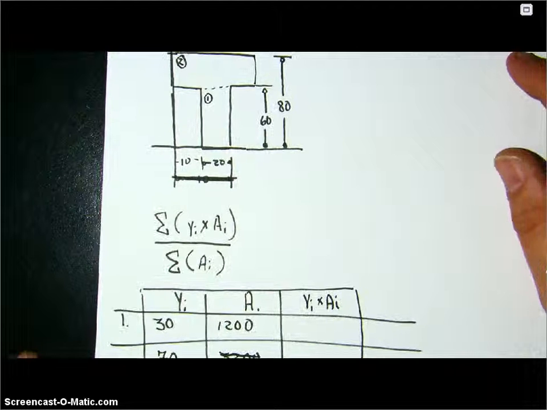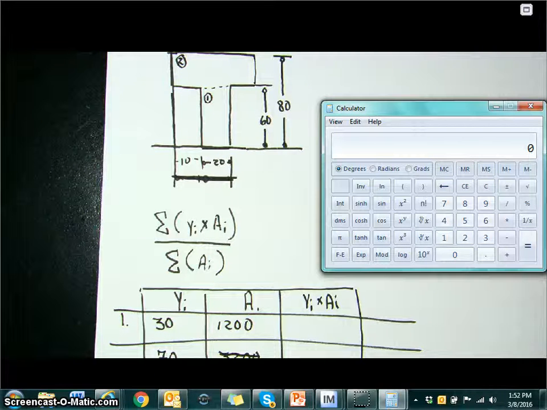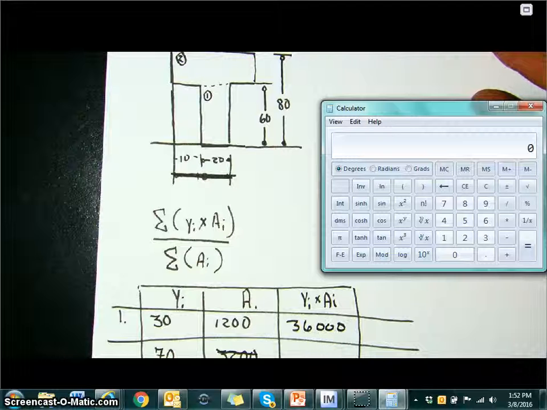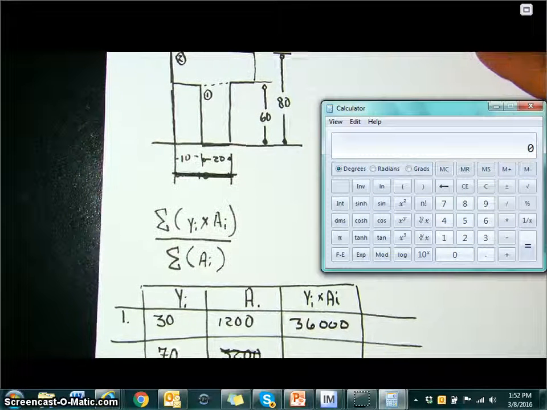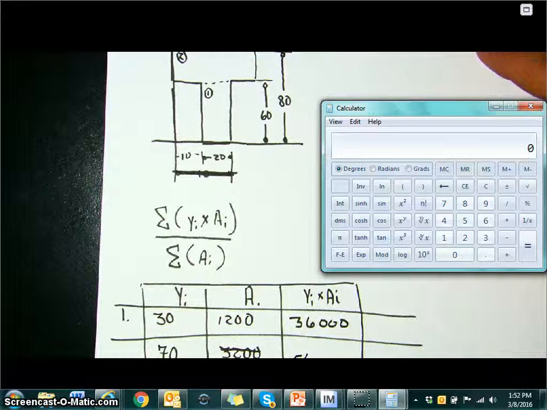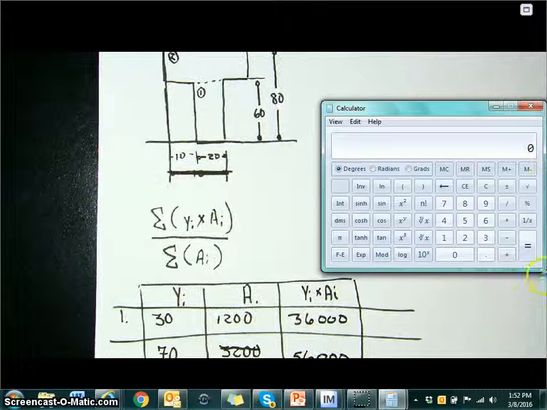All right, so we've got that. Now we just have to multiply across here. Okay, it doesn't want to pull up. So what is our 30 times 1,200? 36, add 3 zeros. What is our 70 times 800? 56, add 3 zeros. Pretty good. All right, now the calculator popped up.